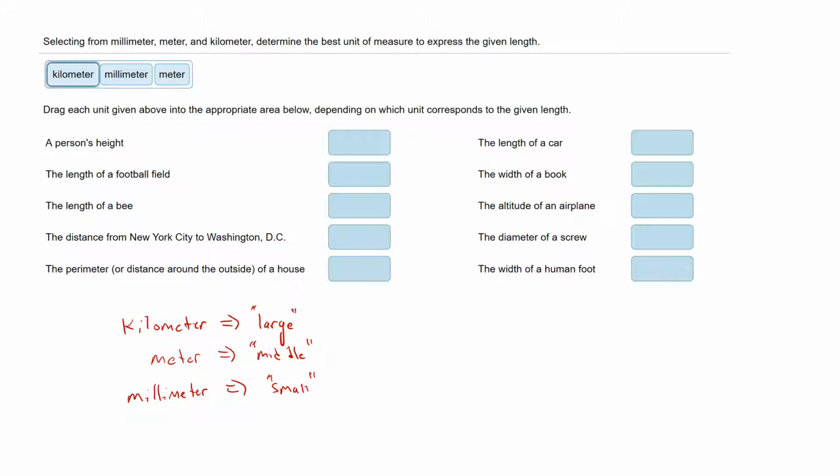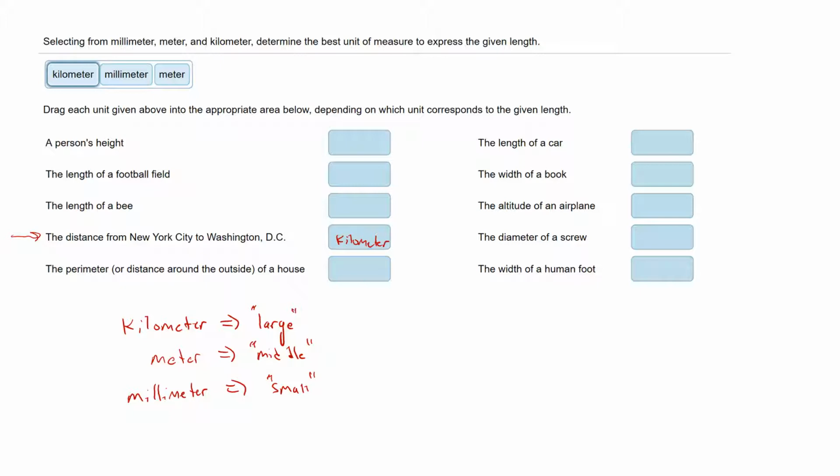So we have to identify what we would use to typically measure these items. If we look at this one, the distance from New York City to Washington D.C., and that's a larger distance, and we would use kilometer for that one. Any of the larger distances, we would use a kilometer.